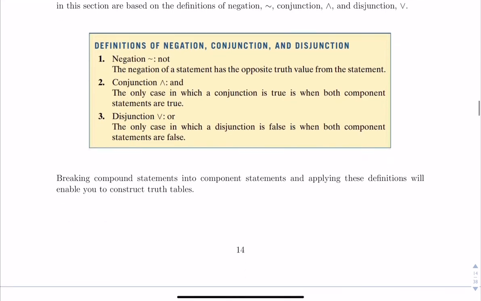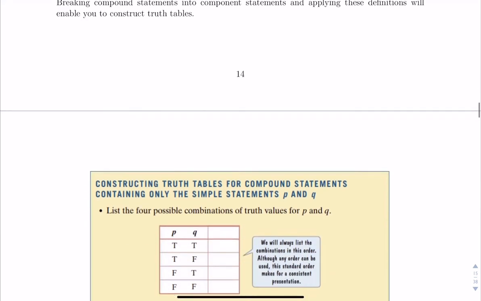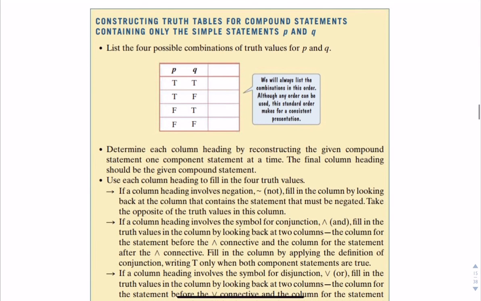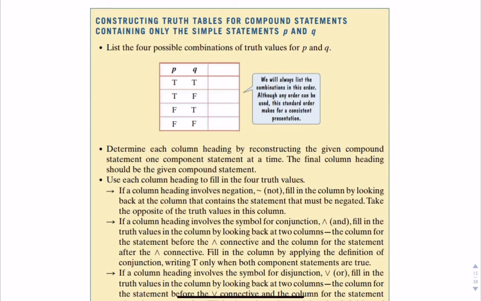So let's just look at the process for constructing truth tables for component statements containing only P and Q. So we start off by listing the 4 possible combinations of truth values for P and Q. So we have true and true, true and false, false and true, and false and false. We'll determine each column heading by reconstructing the given compound statement one component statement at a time. The final column heading should be the given compound statement. We'll use each column heading to fill in the 4 truth values.